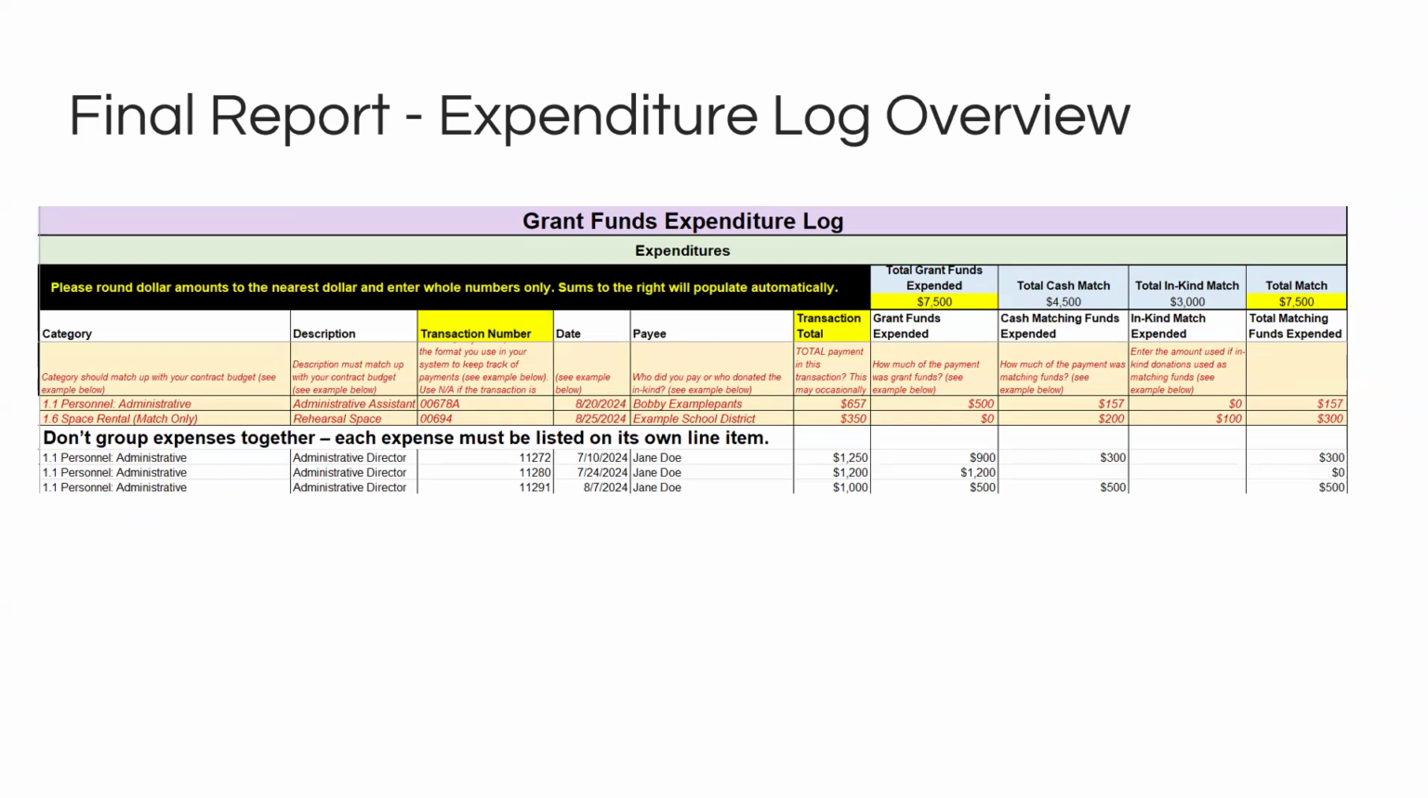Okay, question we often get. Can I group all my administrator salaries together on one line and just list the dates of when they worked on the project? For this one, no, each payment needs to be listed as its own line item. In this example, Jane received 3 salary payments, so each total transaction should match the amount on each check or deposit. Then you can split how much you want covered by grant fund expenditures and how much you want counted in the match expenditures.